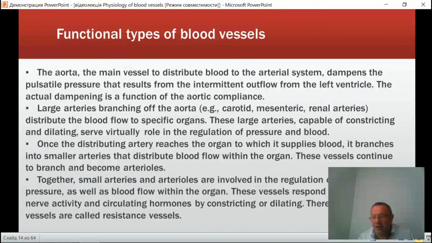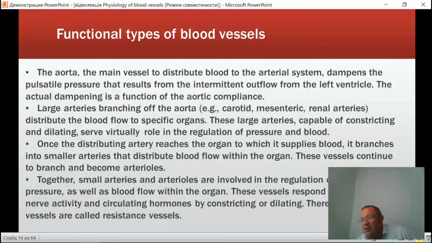Next, information about functional types of vessels. The aorta, the main vessel to distribute blood to the arterial system, dampens the pulsatile pressure that results from the intermittent outflow from the left ventricle. The actual damping is a function of the aortic compliance.